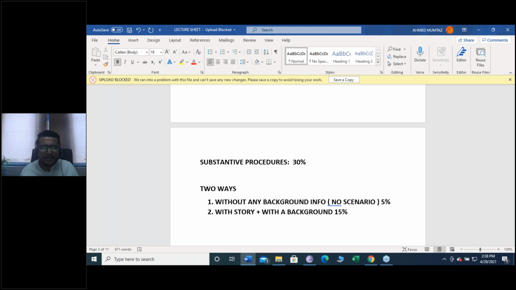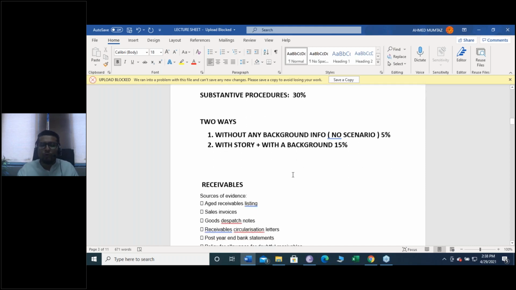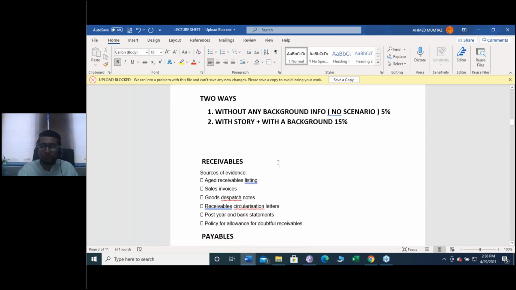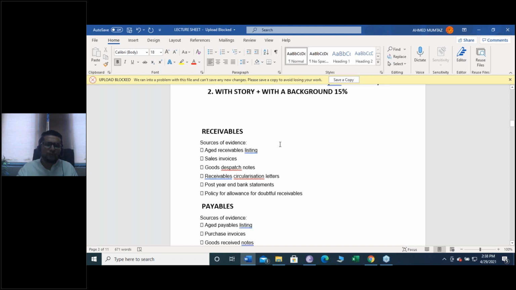Now there are two ways the examiner is going to test. Number one, without any background information. Number two, with a background information. Okay, before we move on to a past paper question, before we move on to the questions which we need to solve today, let's explore a few things. If I would say that you have to perform substantive procedures on the receivable balance, what are you going to do?